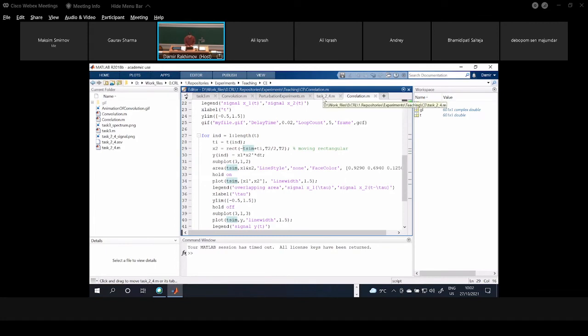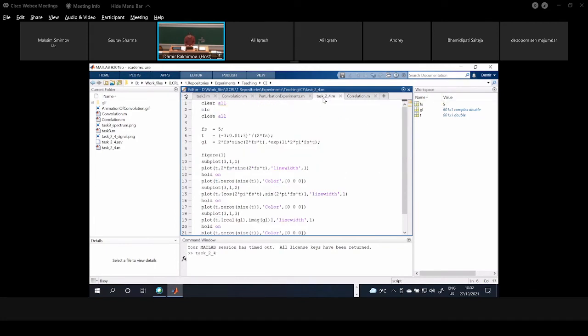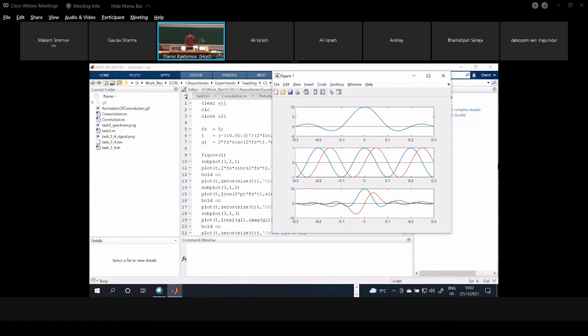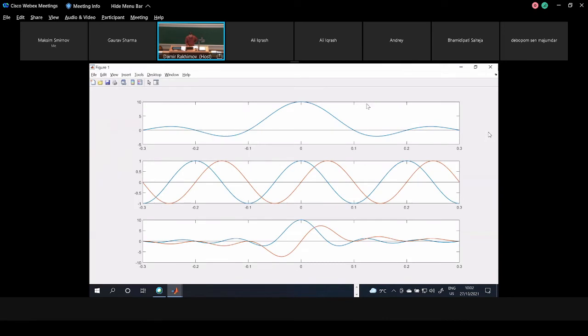I hope those who are listening online can also see the script, and you see how this function looks. So this is our psi function. Then we have cosine and sine. And this is how the product will look. We have a blue line for the real part, and a red curve for the imaginary part.